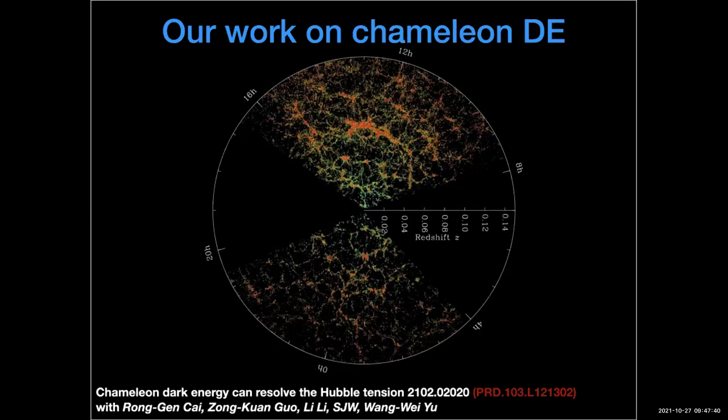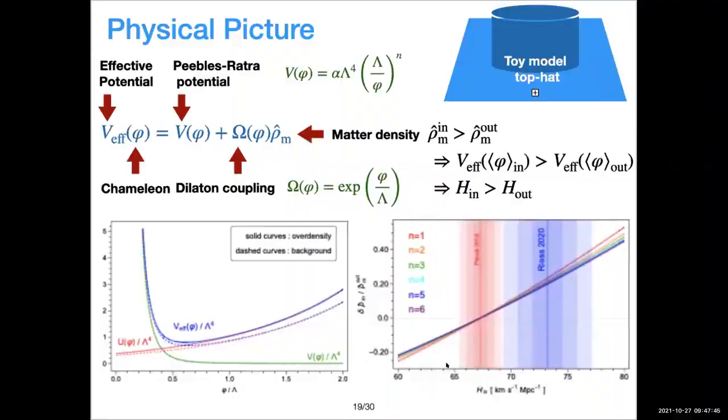Okay, let me introduce our second work on the chameleon dark energy from a local overdensity in this paper. So the physical picture is fairly simple. The effective potential of the chameleon field consists of the Ratra-Peebles potential and the dilaton coupling to the local matter density. And the chameleon field is therefore trapped at this local minimum, playing the role of dark energy.